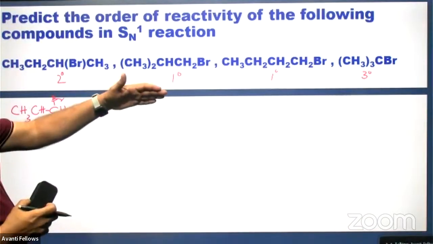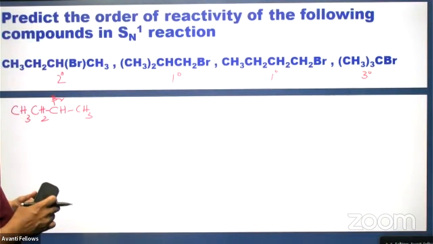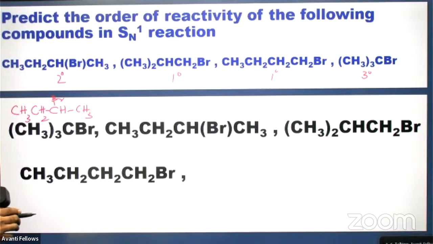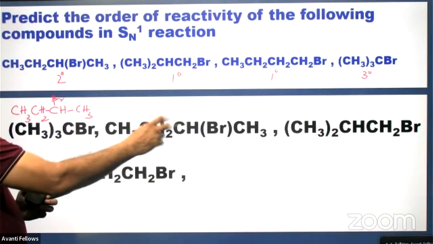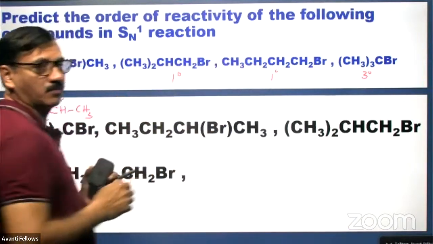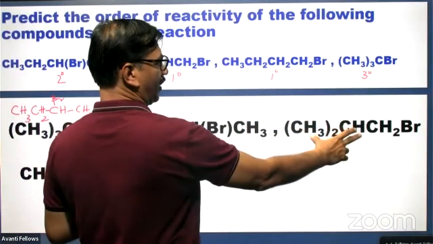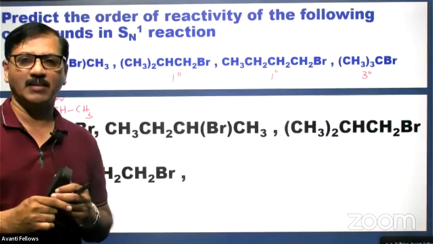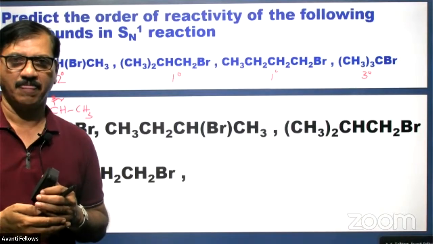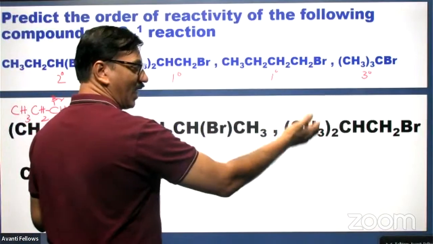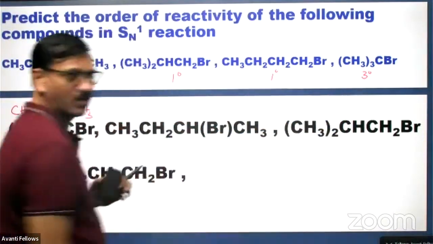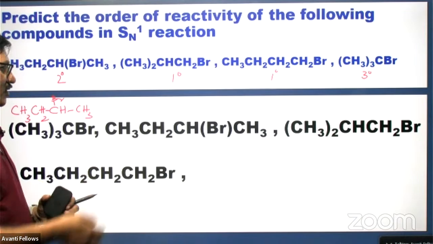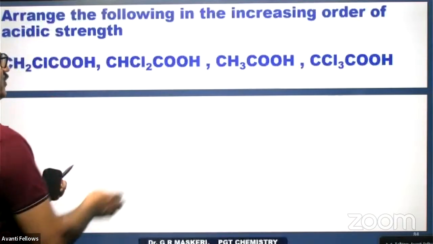Tertiary has a higher tendency to undergo SN1 reaction. Predict the order of reactivity. Therefore, the order of the reactivity is as follows. Tertiary first, then secondary. Then there are 2 primary. But in this primary, there is an alkyl group as a branch. If more alkyl groups are there as a branch, then the inductive effect increases. Therefore, even though it is primary, this carbon atom has a CH3 branch nearer to bromine that has got an added effect. Then this. Therefore, this is the order of SN1 reaction.